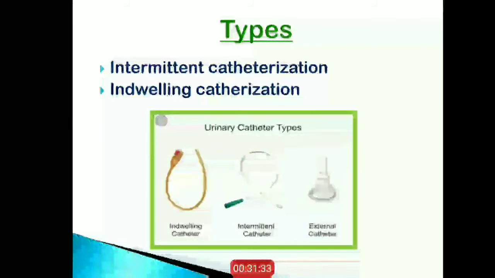And next is the indwelling catheters. These catheters reside in the bladder and are not removed intermittently. They are useful for short and long term period. Here you can see in the picture. First one is the indwelling catheter, which we call Foley's catheter, and second is the intermittent catheter, and third one is the external catheter, which is used when both intermittent and indwelling catheterization are contraindicated.